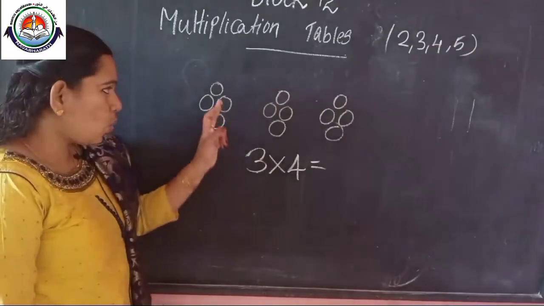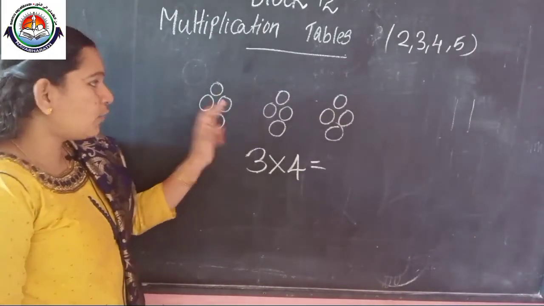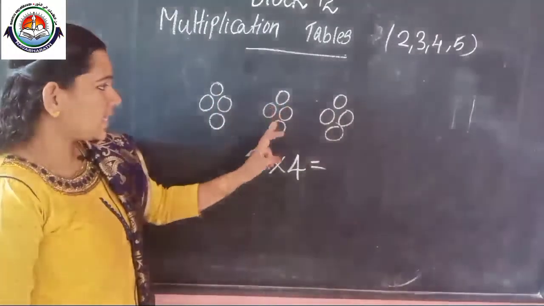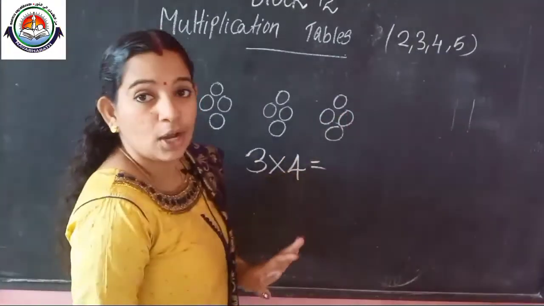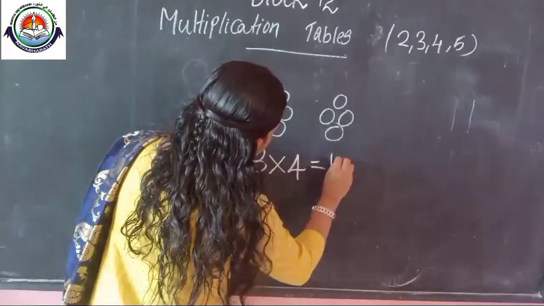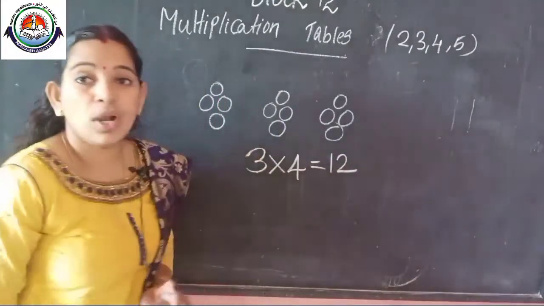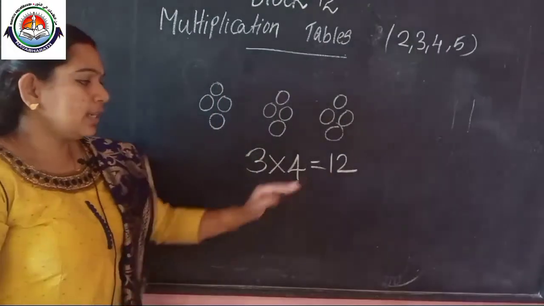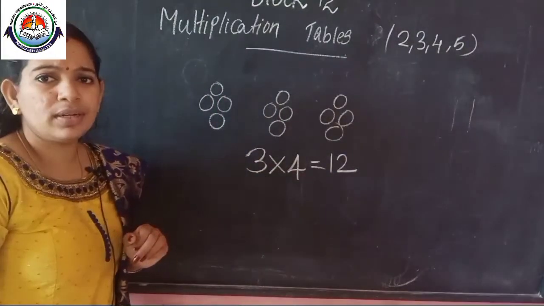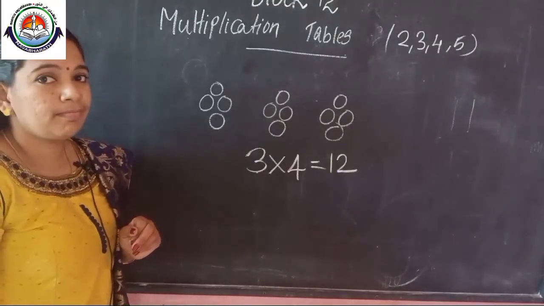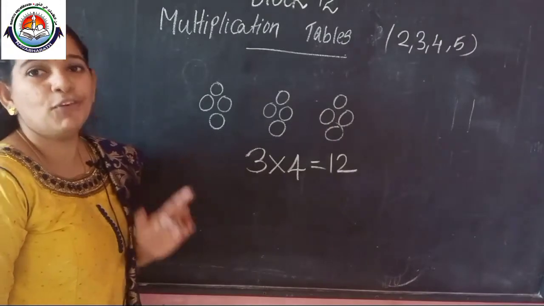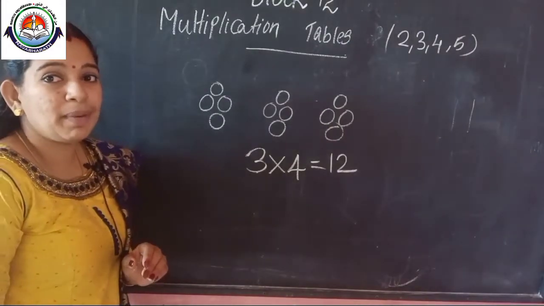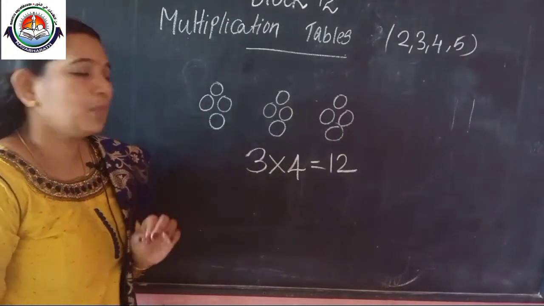We will check it. 1, 2, 3, 4, 5, 6, 7, 8, 9, 10, 11, 12. How much? 12. 12 balls are there. Then here, which multiplication table did we learn? We already learned 2 and 3. The next is 4. So, write the heading: multiplication table of 4.